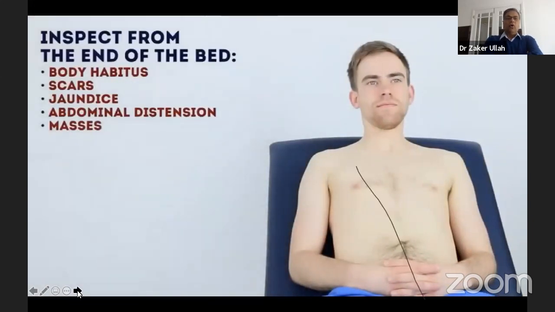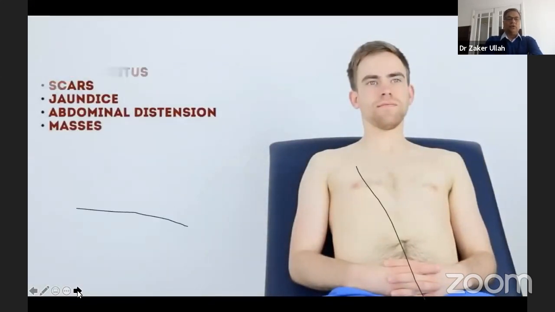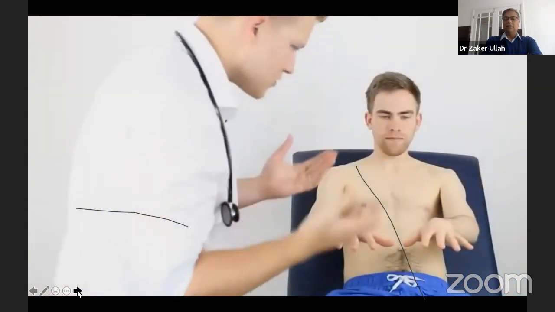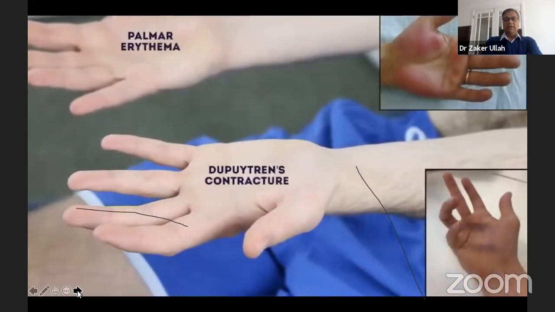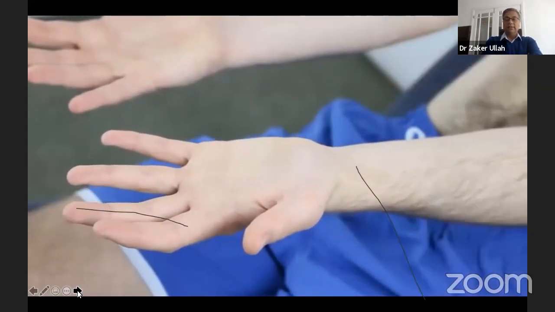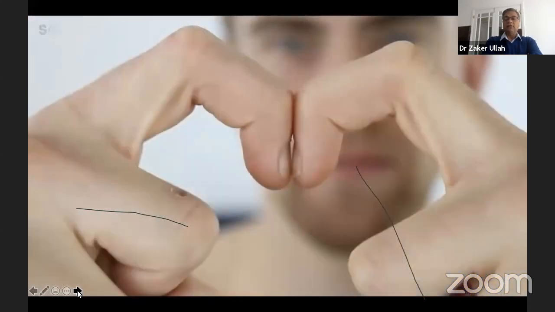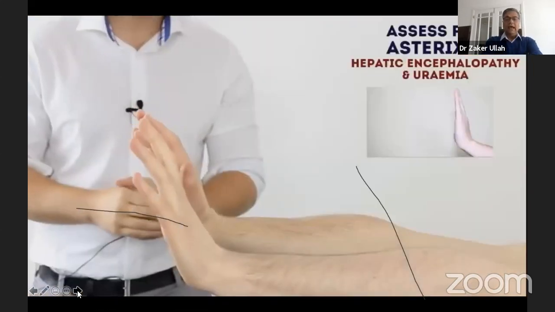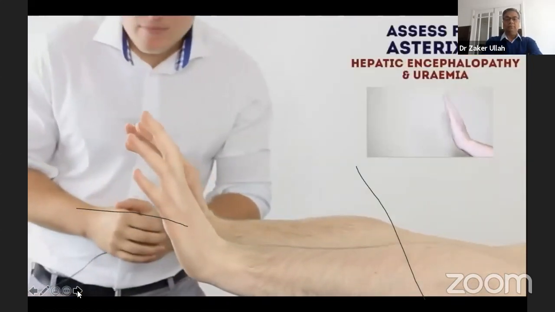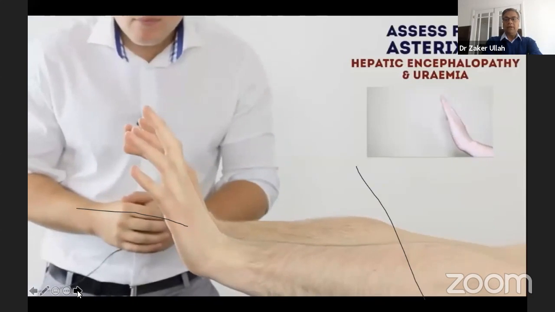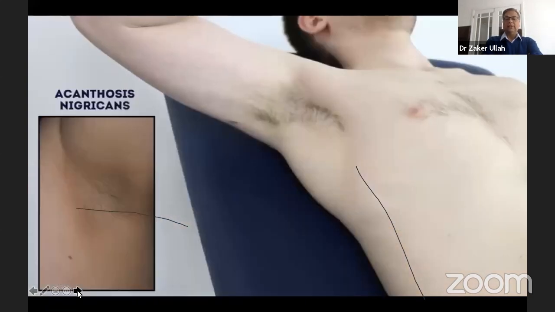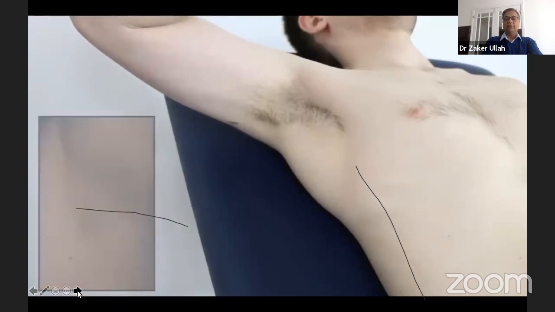First, inspection. We always do that. Scar, jaundice, habitus, masses, or other things as well. Then look at the hands. If somebody is asking you to examine only abdomen, you'll examine abdomen. If somebody is asking to examine the abdominal system, you have to see hands for Dupuytren's contracture, for some clubbing, and also flapping tremor for hepatic encephalopathy. So these are the things in exam, MRCS exam, or FRCS exam, or FCPS exam.